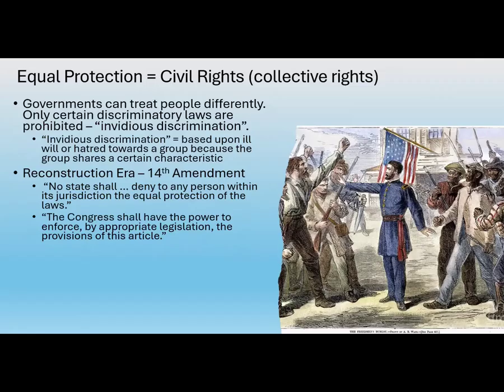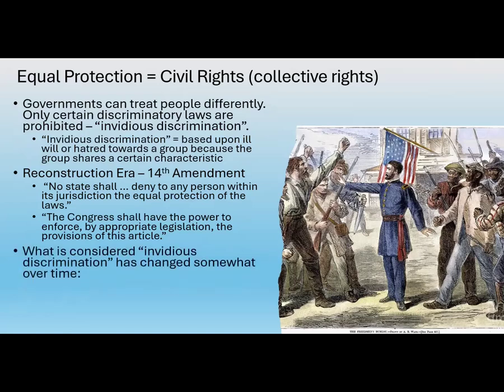But beyond black codes, what is considered invidious discrimination has changed somewhat over the course of history as Americans became less tolerant of racism. The easiest example of that is the separate but equal doctrine that was upheld in 1896 by the Plessy versus Ferguson decision and then struck down in 1954 by the Brown versus Board of Education decision.